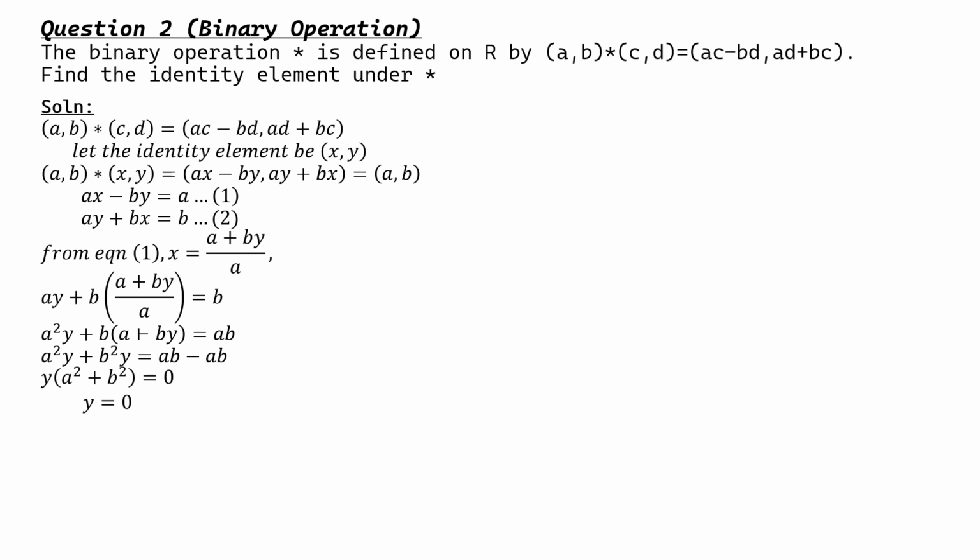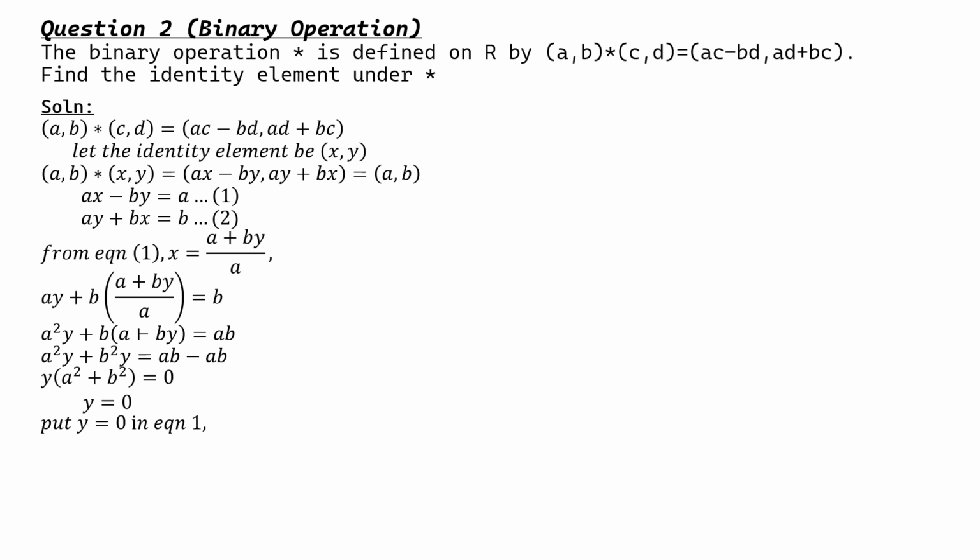So we have y out, a squared plus b squared equals 0. We can simply say that y equals 0. You don't really have to worry about a squared and b squared, because it's x, y we want. That's the identity element.